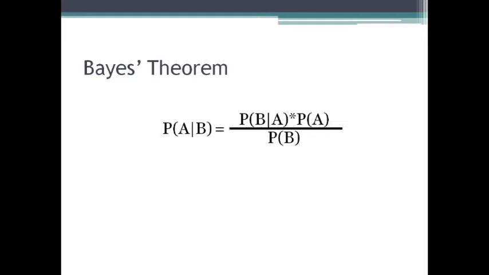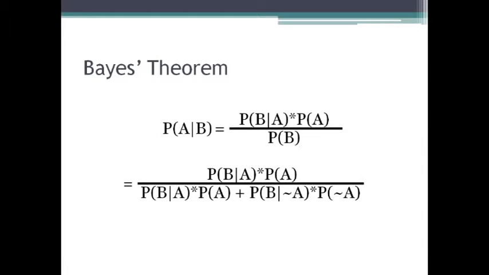This is an application of Bayes' theorem. That vertical line, that part right there, is a conditional. The probability of A, assuming B happens, equals the probability of B, assuming A happens, times the chance of A, divided by the probability that B happens. And we can expand on this, all the different ways we can get B. This tilde means not A. So the probability that B happens, assuming A doesn't happen, times the probability that A doesn't happen.